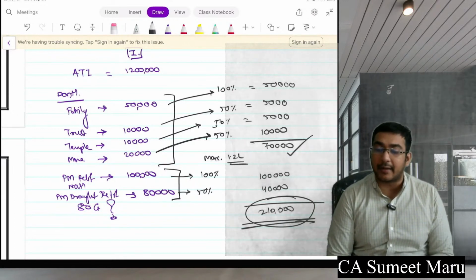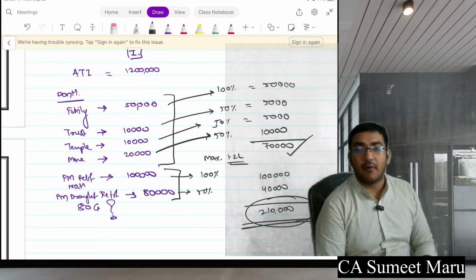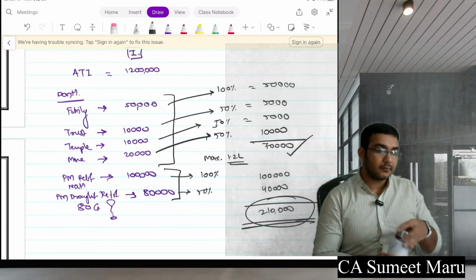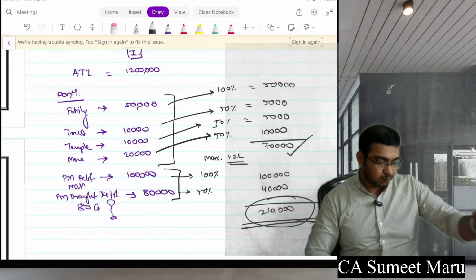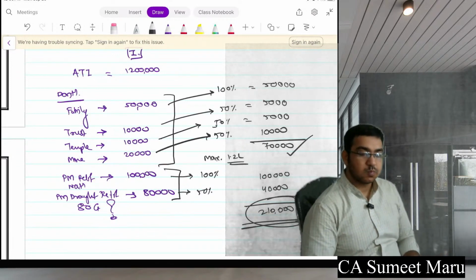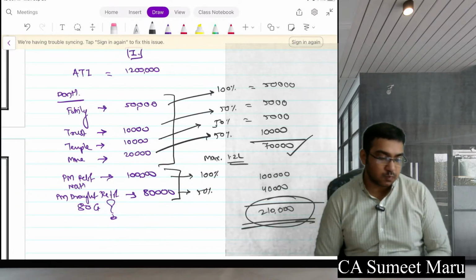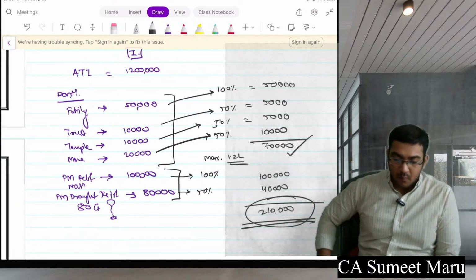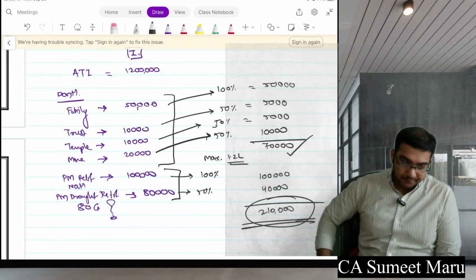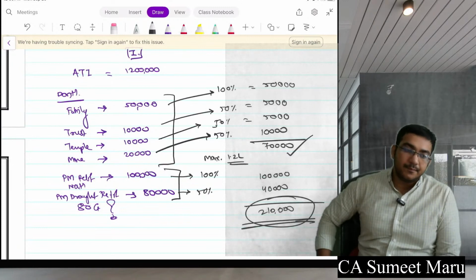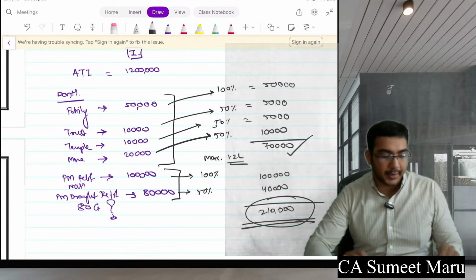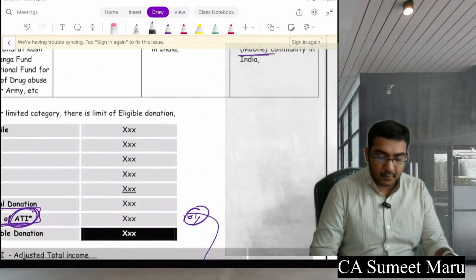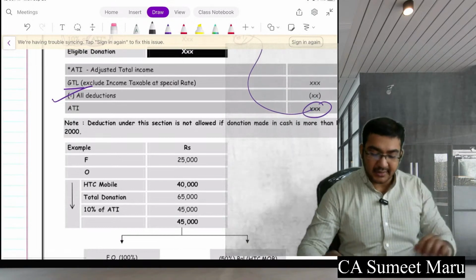That's the very important part. If everyone is clear, or semi-clear, then I will move forward. Everyone clear? Okay, very good. Let's go to the next section, guys.